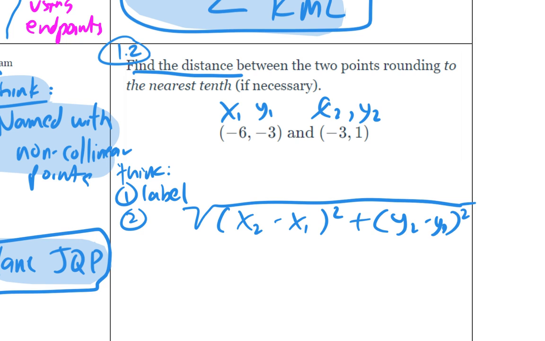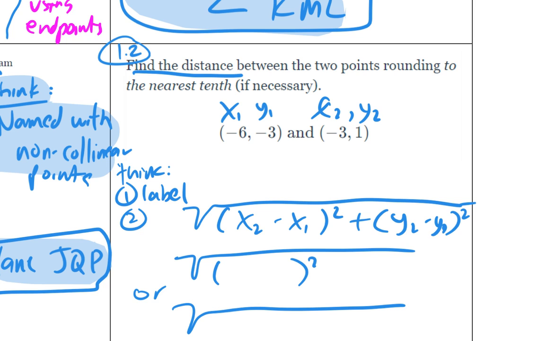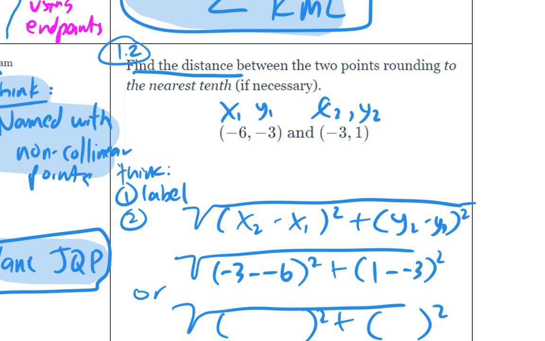So let's set it up 2 different ways. What if I ask you to do it 2 different ways? Because you can go either way when you're talking about distance. We should have said either -3 minus -6, so double negative, and then 1 minus -3. Otherwise, we could go the other way: -6 minus -3, and then -3 minus 1.